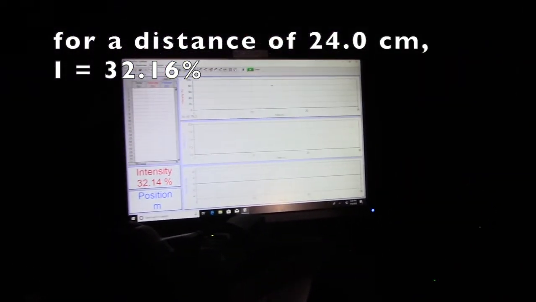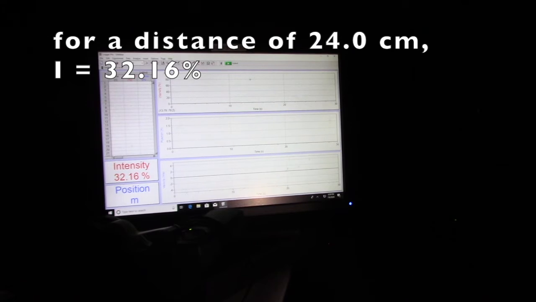Next, I've moved the light source back 5 more centimeters. So now we're at 24 centimeters of separation. And if we look at the light intensity we're measuring, it's 32.16%. So 32.16.